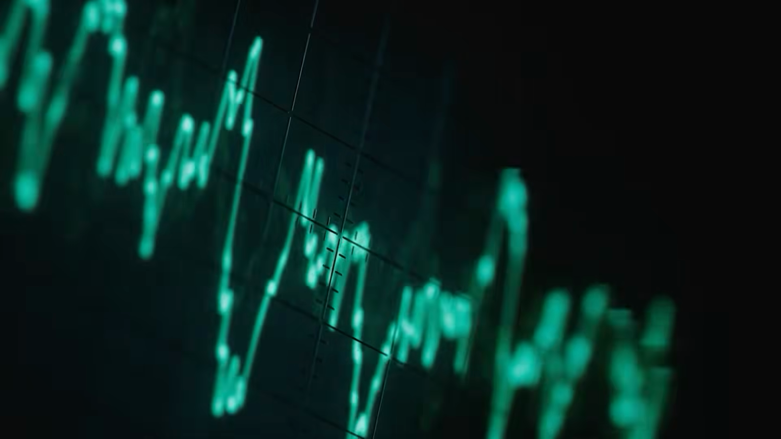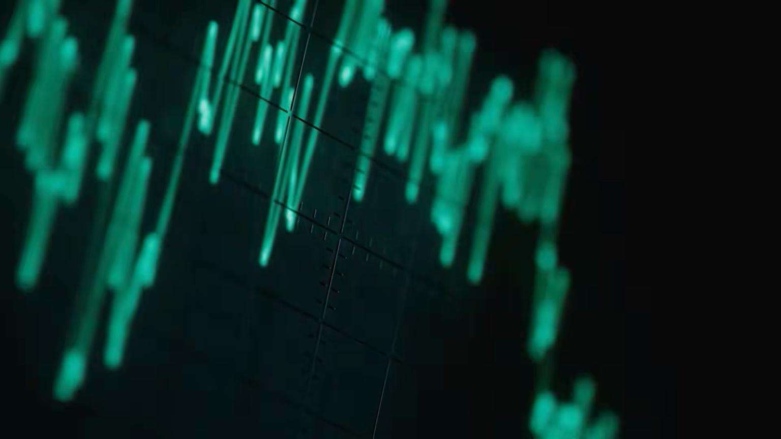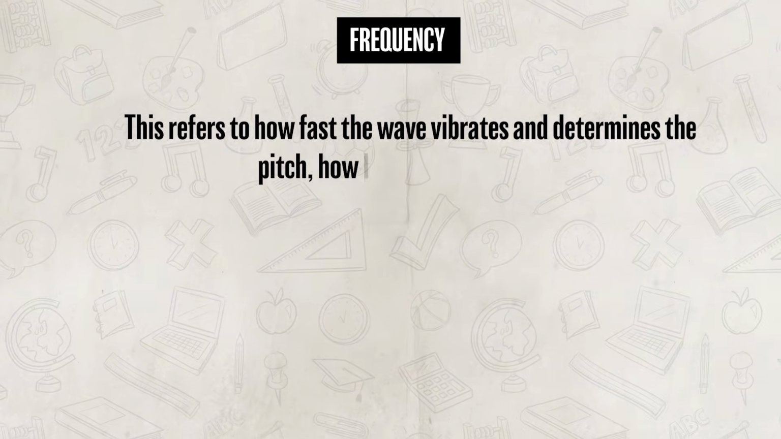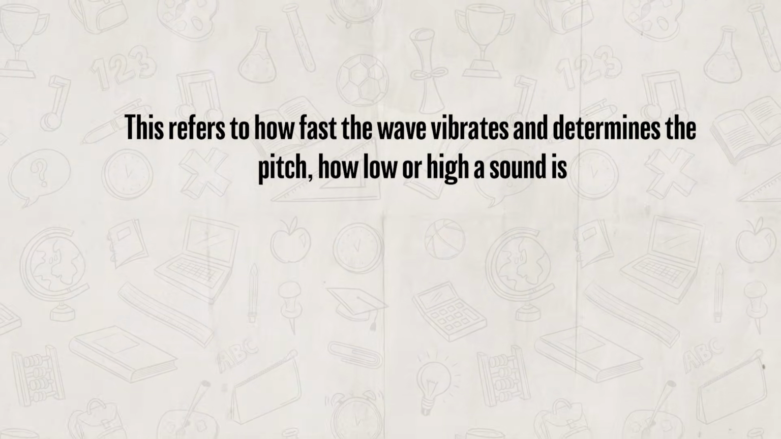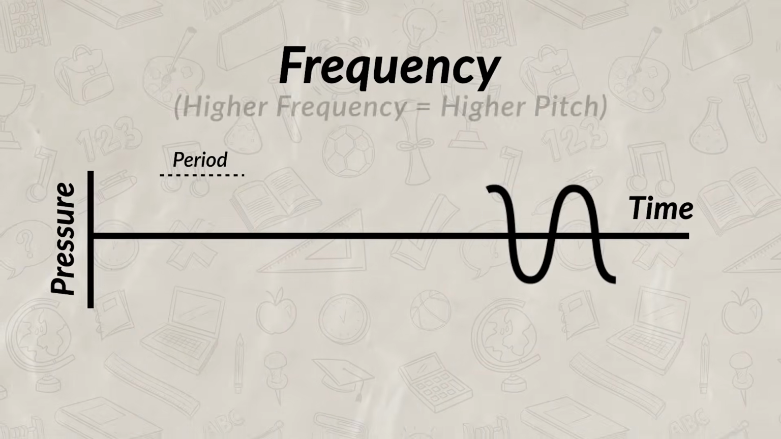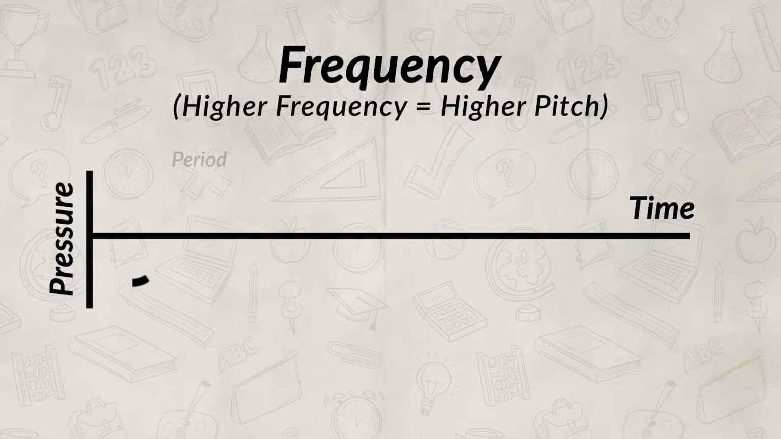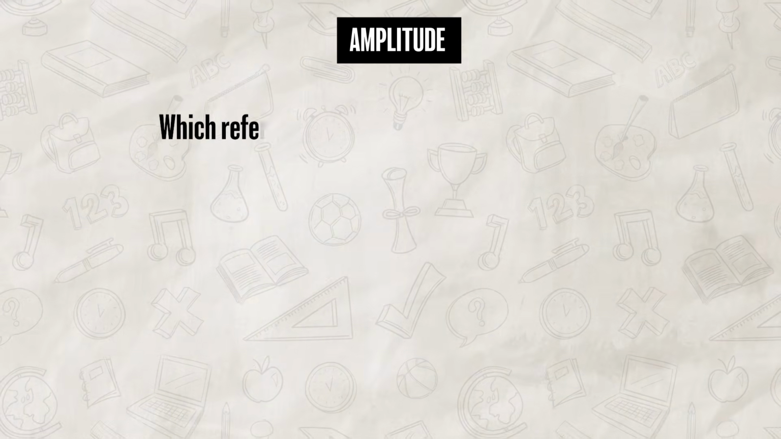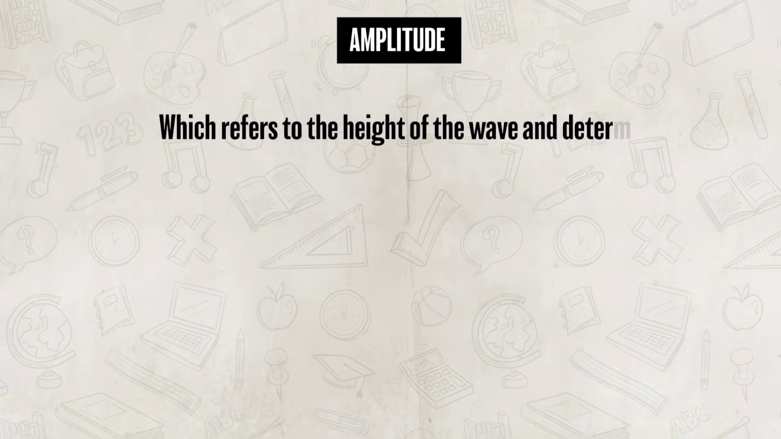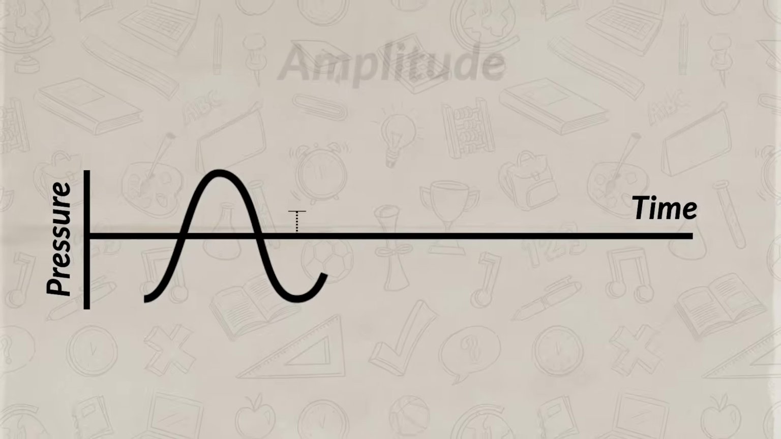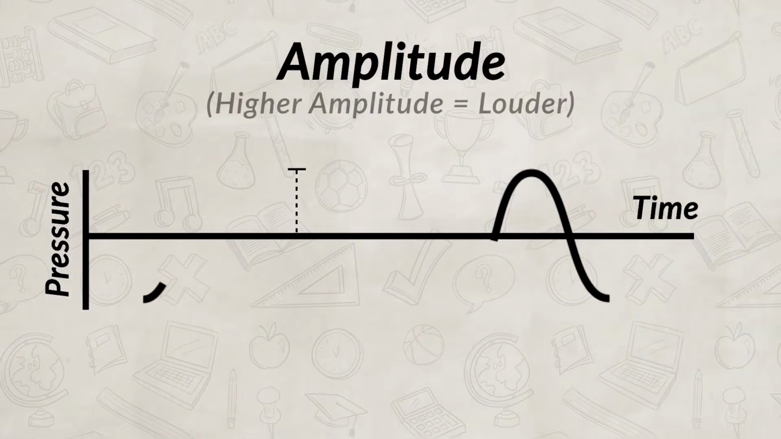This movement creates vibrations which vary by frequency. This refers to how fast the wave vibrates and determines the pitch, how low or high a sound is. Shorter wavelengths have higher frequency and create higher pitched sounds, while longer wavelengths have a lower frequency, which create lower pitched sounds. Now you also need to be familiar with amplitude, which refers to the height of the wave and determines the loudness or intensity of a sound. This is measured from the wave's peak or trough to the equilibrium line.